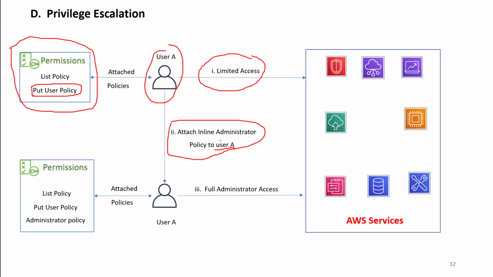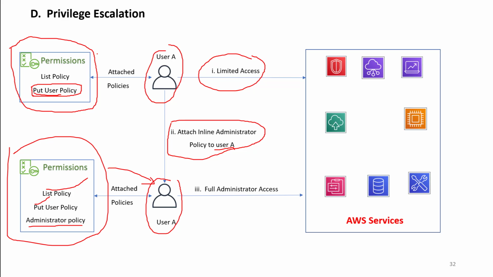Now if this user embeds this policy to user A, user A has these three policies or three permissions. The first one is list policy, the second one is put user policy, and the third one is administrator policy, which he embedded via the rights of put user policy permission. So these are the permissions attached to this user. This is the before, and this is the after. Once this policy is attached, this user has full administrator access on AWS services. This is how a user can misuse or take advantage of IAM policy and perform a privilege escalation.